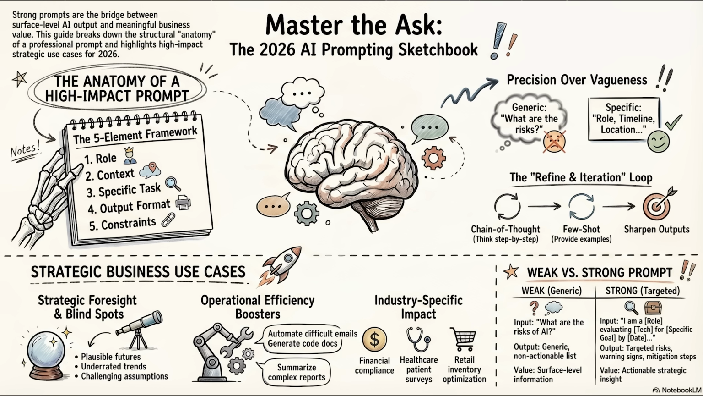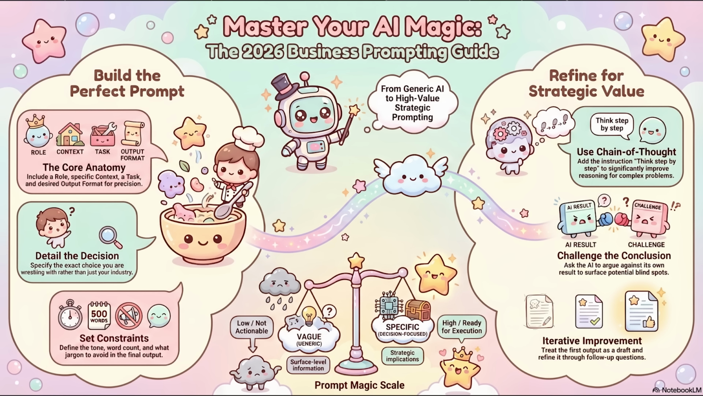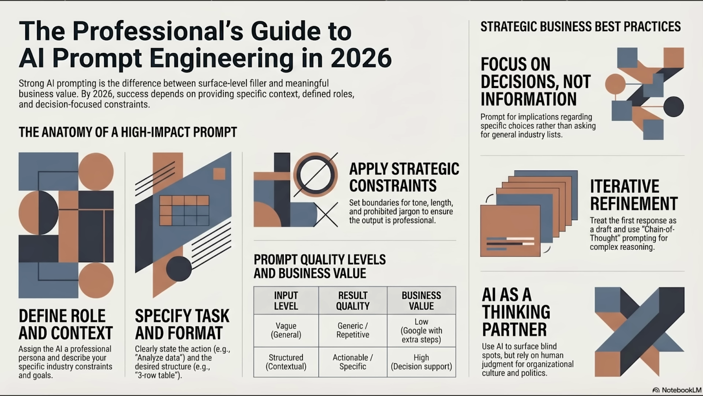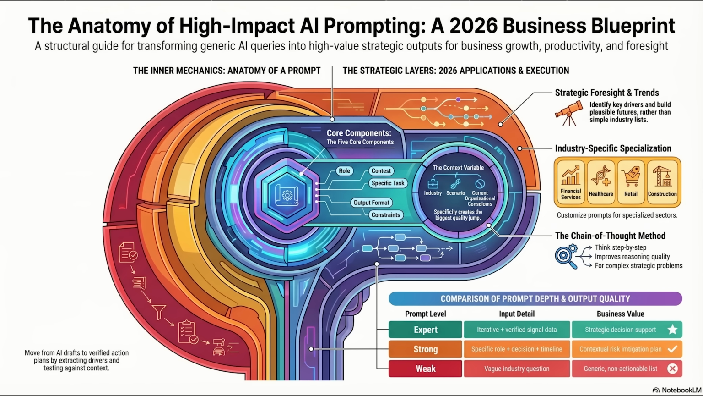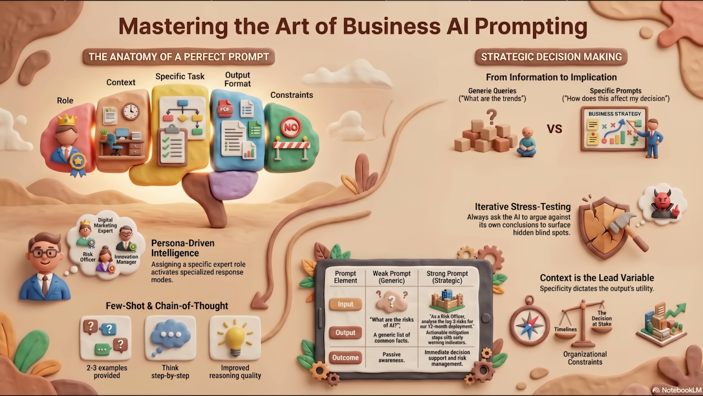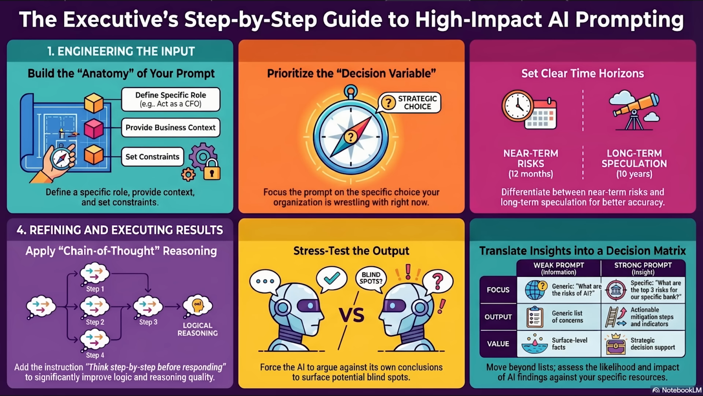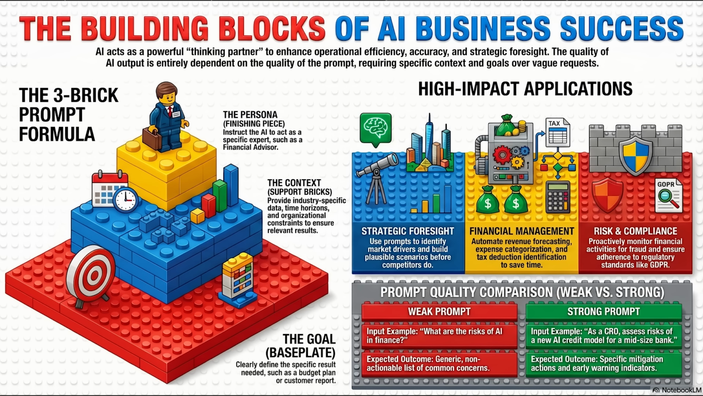This one's the sketch note style. This one is the kawaii or cute style. This is the professional one. This one's scientific. This one is anime. This one is clay. This is editorial, educational, bento grid, and this one is brick.